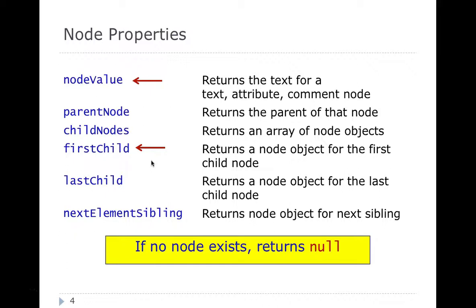The last child would, of course, be the node object for the last child node. The next element sibling would be the neighboring node object for that sibling. So if we had 5 paragraph tags inside a div tag, and we isolated that first paragraph tag, the second paragraph tag would be the next element sibling. If a node doesn't exist, it always returns null in JavaScript.